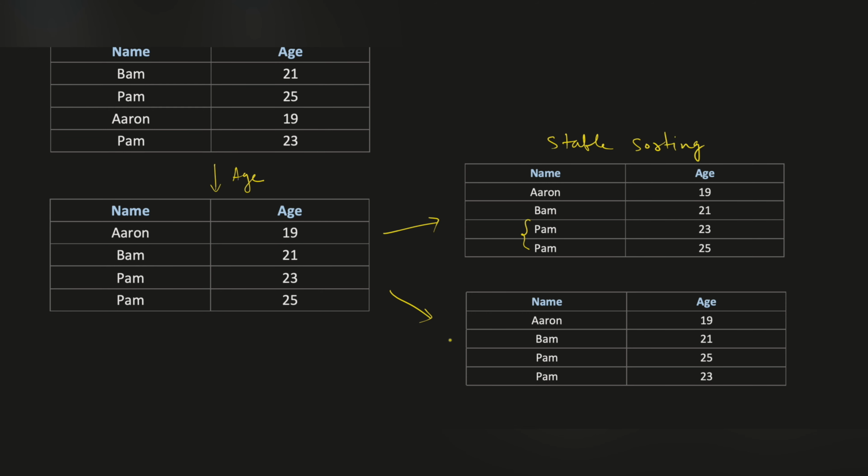The other case that we can have is this. When we sort based on the name, we'll have Aaron at the top, then comes Pam, and Pam 25 comes above Pam 23. Okay, so in this case the original order is not maintained. It got shuffled, and so it is not a stable sorting. So it will be a case of unstable sorting.